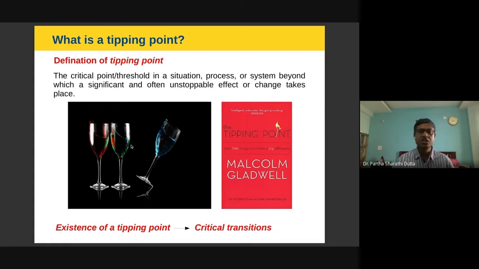Research on tipping points became heavily popularized after Malcolm Gladwell published the book The Tipping Point, which says how little things can make a big difference. It is a popular book and was an international bestseller for quite some time. The very existence of tipping points in complex systems triggered the research on critical transitions. Because at a tipping point, when a system shifts from one alternative state to another, it results in a sudden transition in the system, which is called a critical transition.